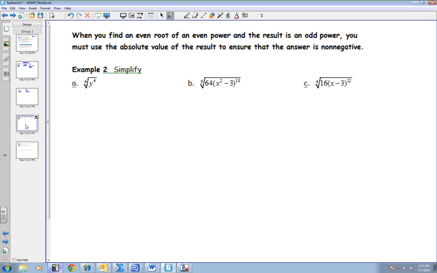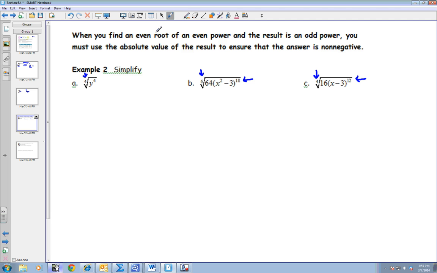Now, we're going to introduce a new rule. Okay, and here's our new rule. When you find an even root of an even power, so here's an example. Here's an even root of an even power. Here's an even root of an even power. An even root of an even power. Okay, so that's what they're talking about.